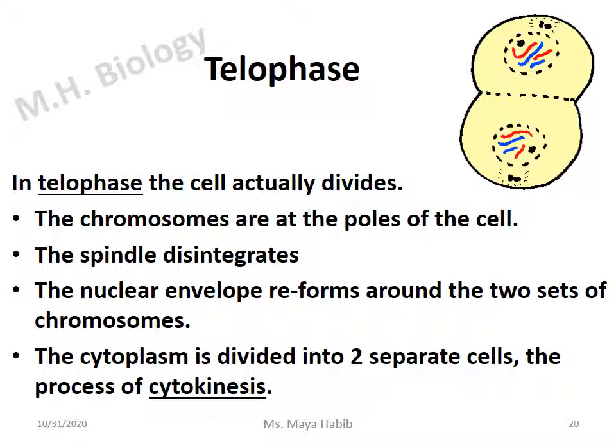In the last phase, which is telophase, the chromosomes are now at the opposite poles of the cells. The spindle fibers disintegrate. The nuclear envelope forms around the 2 sets of chromosomes. At the end of this phase, the cytoplasm divides by a process known as cytokinesis, resulting in 2 genetically identical daughter cells.